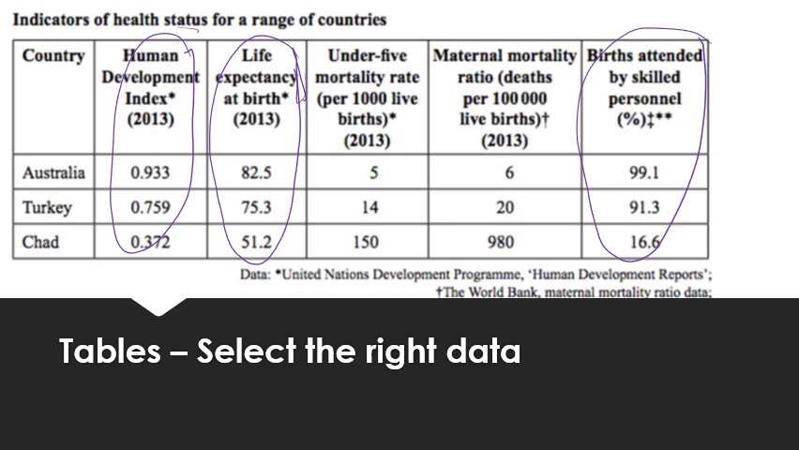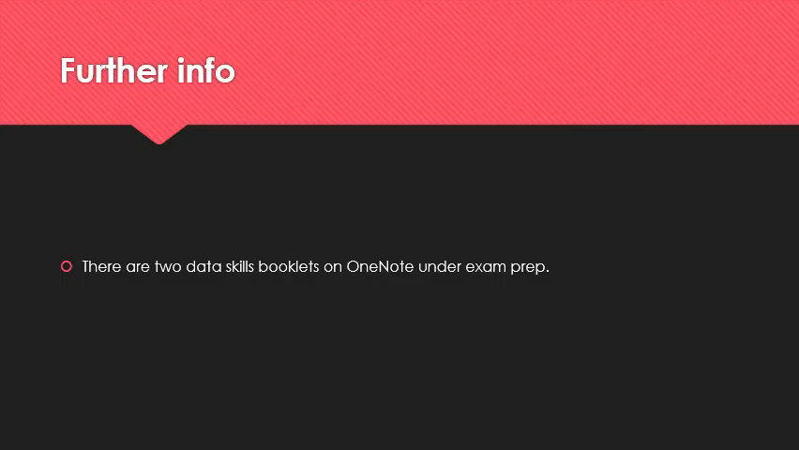And then basically the question was asking, what's the health status indicator in Australia compared to Chad? And you would say in Australia, life expectancy at birth in 2013 was 82.5 compared to Chad, which was 51.2. That's all you have to do. So sometimes these questions are also saying, do you know what the health status indicators are?